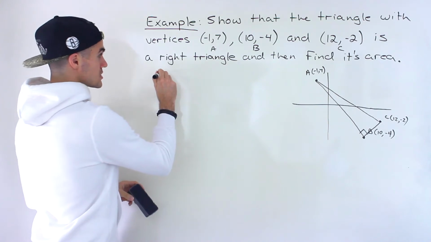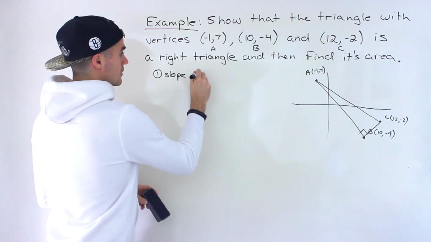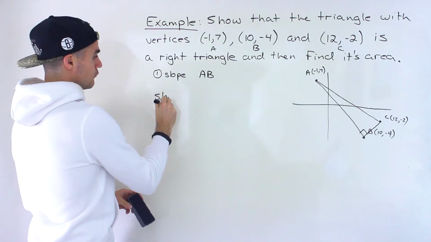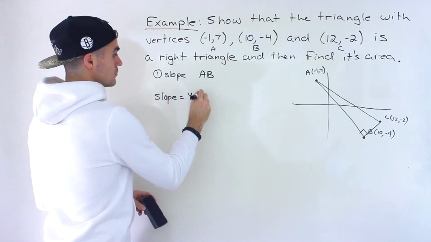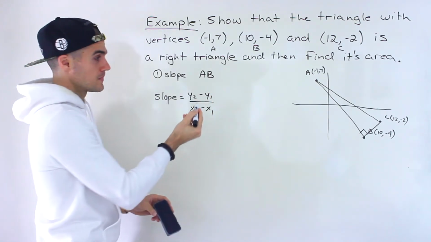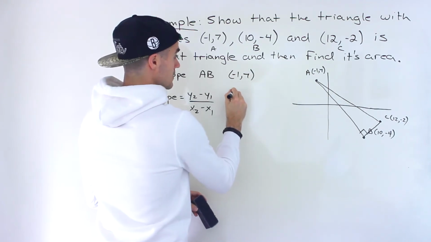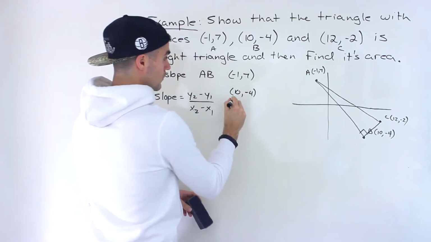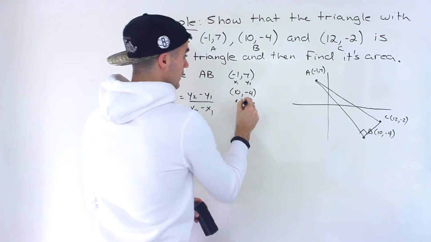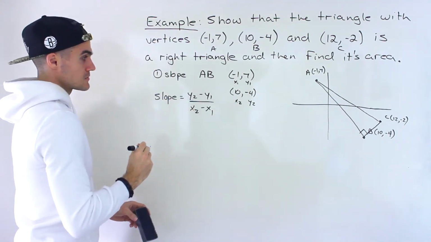Let's find the slope of the line AB. So remember, what is the slope formula? Well, it's y2 minus y1 over x2 minus x1. Rise over run. So (-1, 7), let's write out these points here, and then we have (10, -4). So we'll let this be x1, y1, x2, y2. Again, it doesn't matter which ones you label x1, y1, x2, y2. You'll still end up with the same slope.